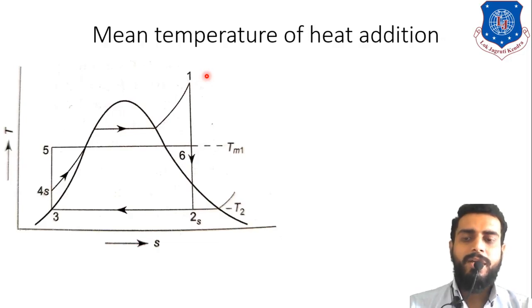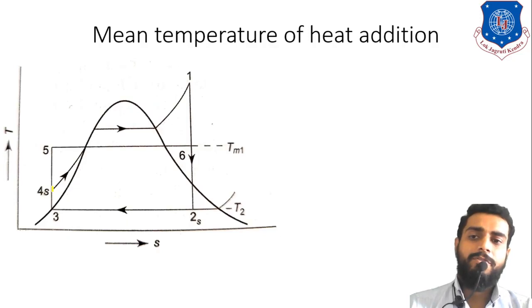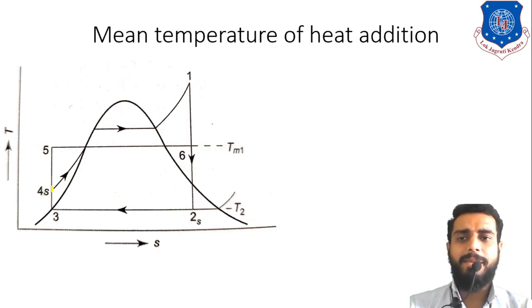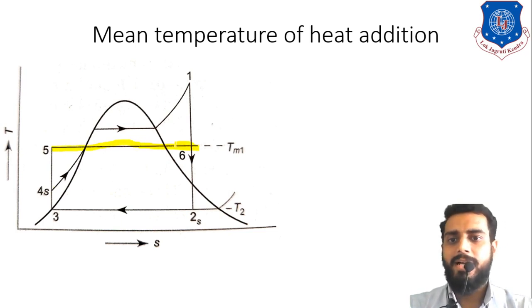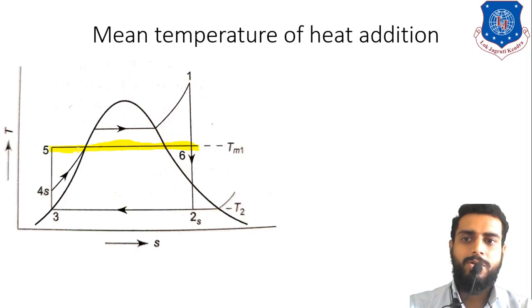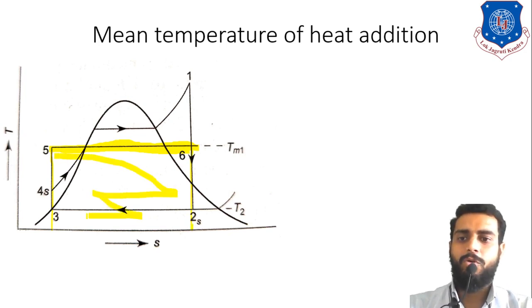In a regular Rankine cycle, the heat addition process takes place from 4s to 1. That is the regular heat addition process, 4s to 1. Now if we take a temperature line over here, such that the area under the line 5, 6 is highlighted by yellow color, this will be the whole area.